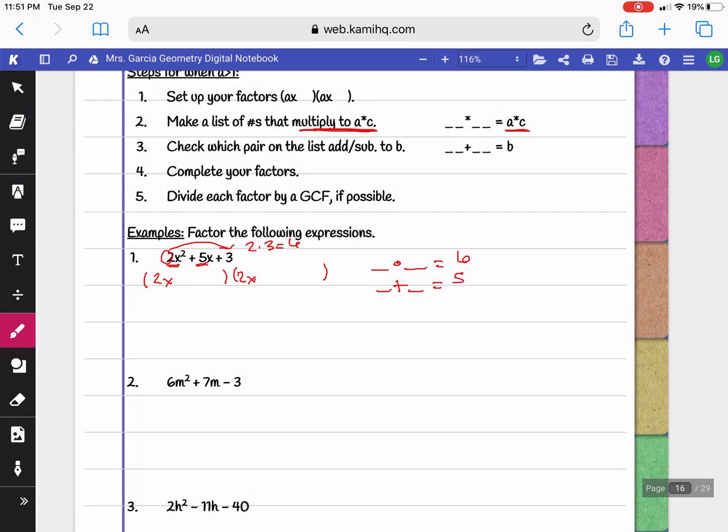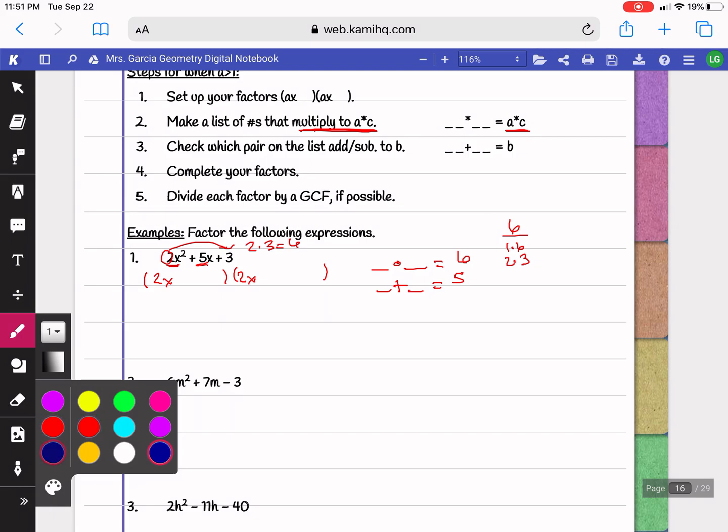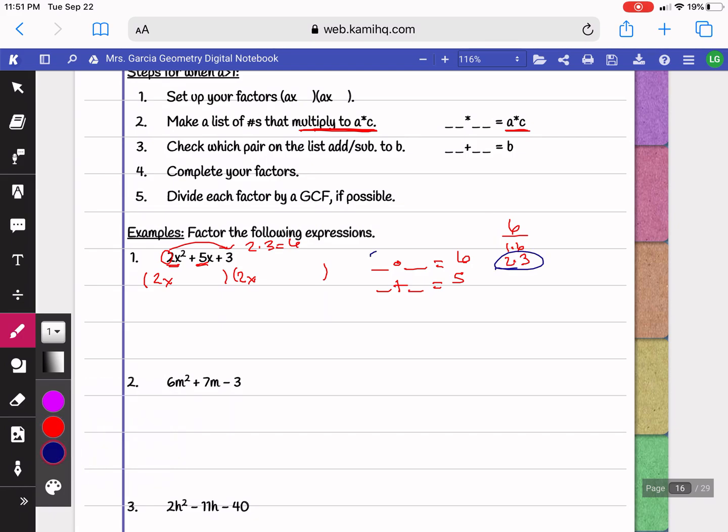And now I can make a list of numbers that multiplies to 6. Like 1 and 6 and 2 and 3. And I want to see which of those will give me 5. Both, if you add or subtract, will get 5. But here, since everything's positive, that means we're going to have to use addition. So my pair is going to be 2 and 3. And if we do our check, 2 times 3 is 6. 2 plus 3 is 5. So now I can fill in my factors. I have a positive 2 and a positive 3.